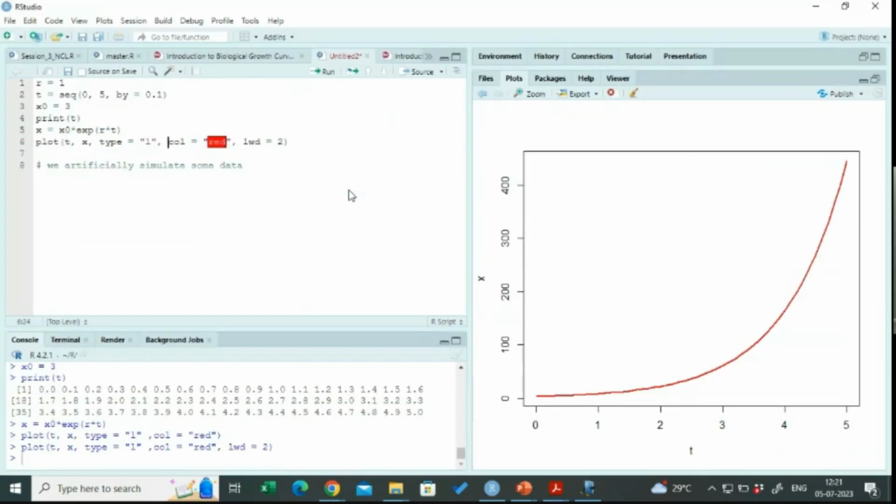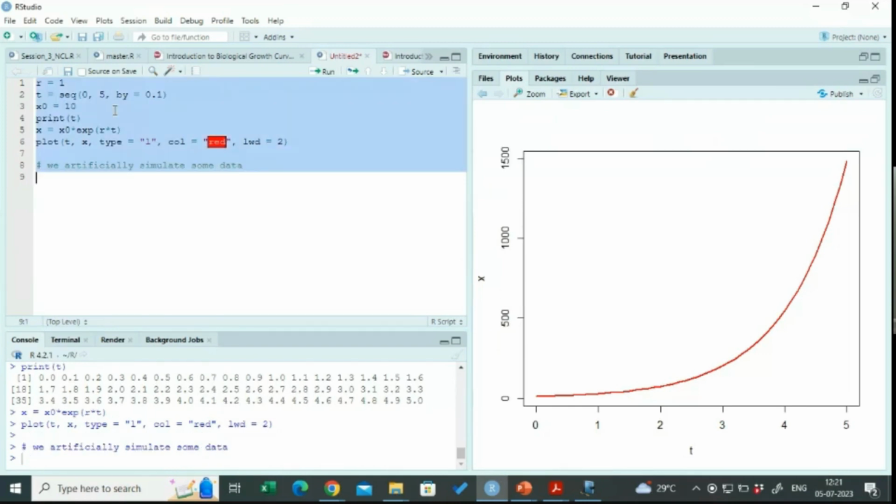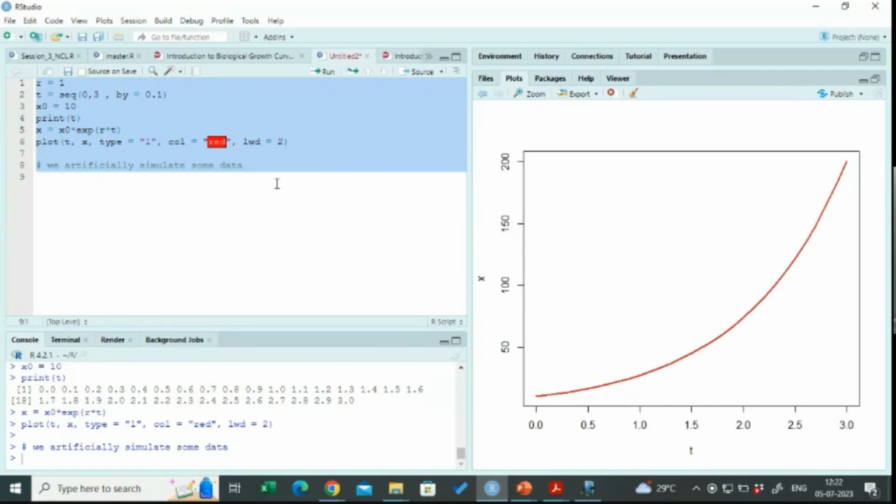So what I was trying to do is first simulate some data artificially. How can we possibly simulate it? Let me start from 10. This is the one which we have done. Let me simulate it till, say, 0 to 3 only. Okay, so this is an exponential growth that we know.